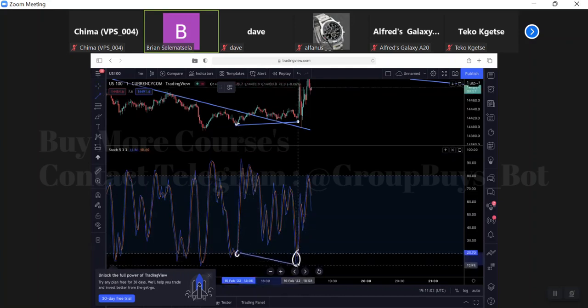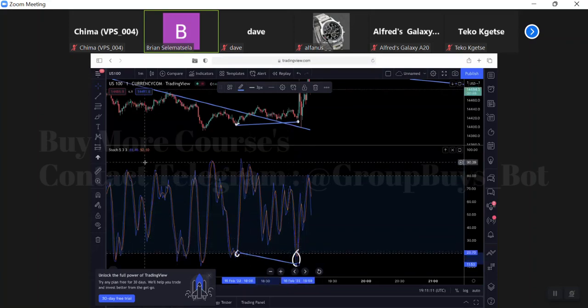Of course, the last thing that you confirm with your divergence is the crossing over between the two lines inside the stochastic. The settings of the stochastic that we use are 5-3-3.